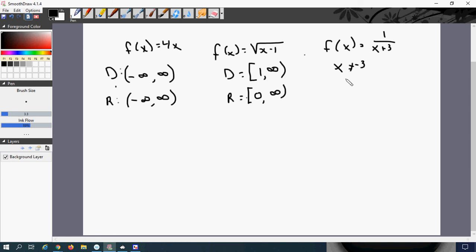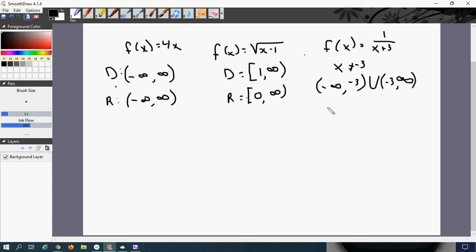So my domain in interval notation is going to be written as a union. It's going to be parentheses, negative infinity all the way up to -3, but not included, and then union with -3 all the way to positive infinity. Or we could just say x is all the reals except x not equal to -3.